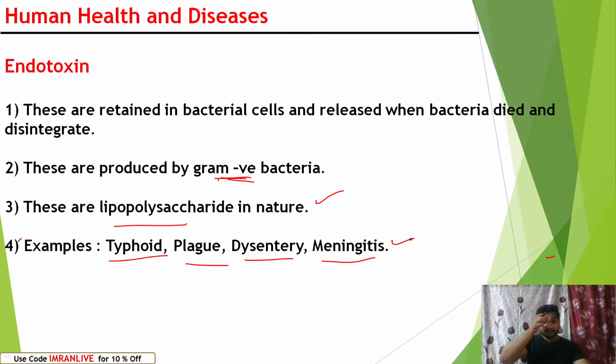meningitis. These are examples. So for example, once the typhoid bacteria, plague, dysentery, and meningitis bacteria enter the human body, they never affect the human immune system. Once the bacteria die, the poisonous toxins will be released into the human body. So these are the types of endotoxin and exotoxin.